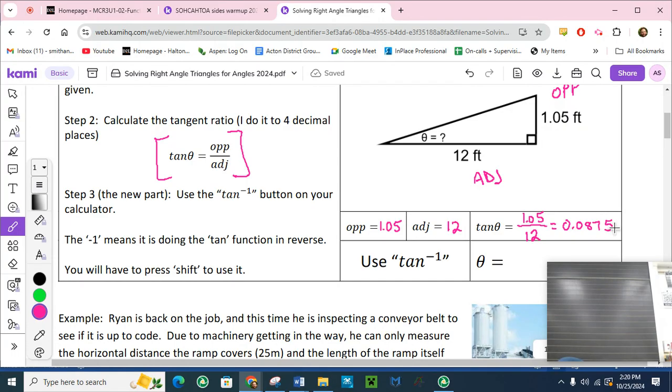time. You guys in 3U will know that means inverse now. But yeah, can you guys find that button on your calculator? You'll have to press shift or second function. And let's make sure we get the same thing. So shift, tan, what's our 1.0875? I got very close to 5 degrees.